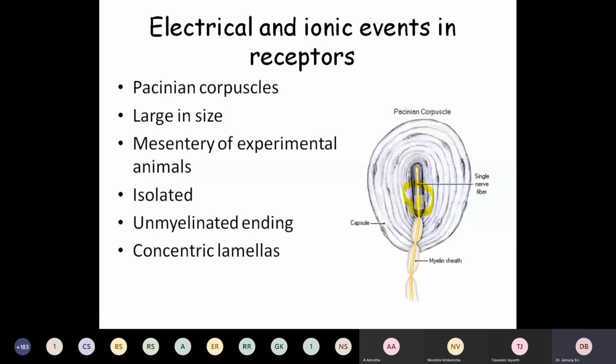The concentric lamellae are present around this unmyelinated nerve ending, and they also cover the first node of Ranvier, which is myelinated. Once the myelination starts, there is a first node of Ranvier. That is also covered in this lamella. This helps in enhancing the receptor potential. So these are the concentric lamellae, and the first node of Ranvier is also included in them.